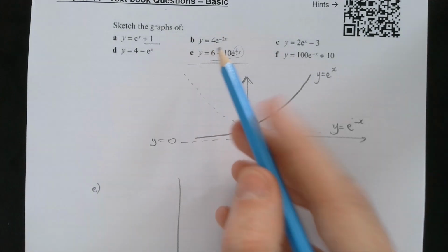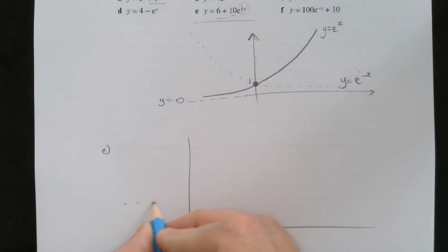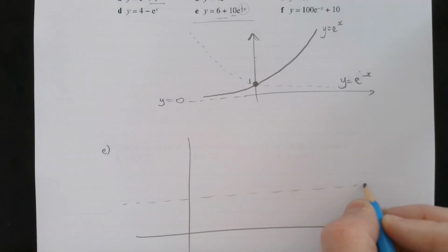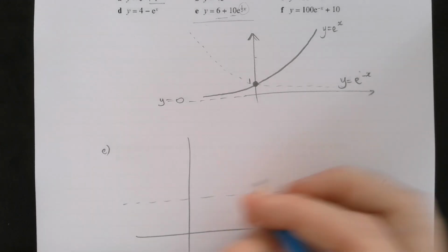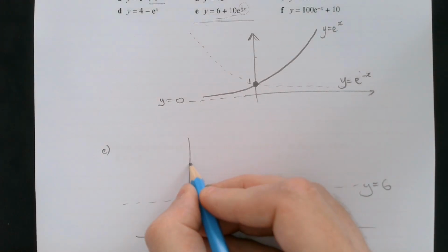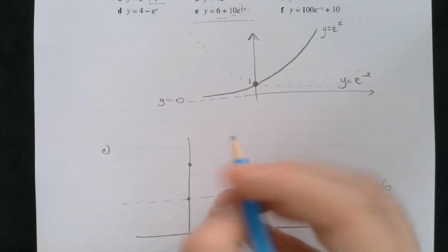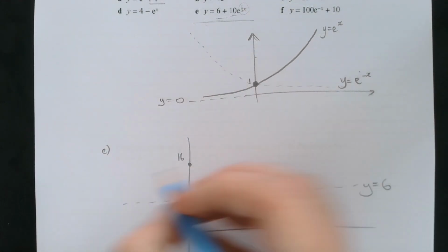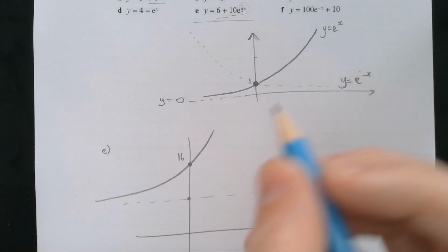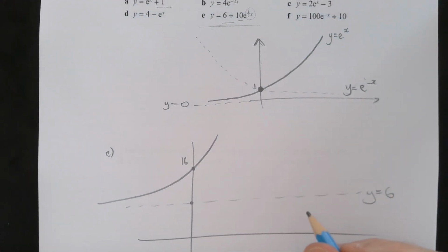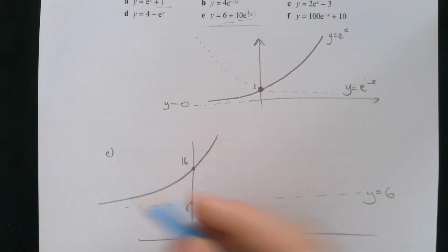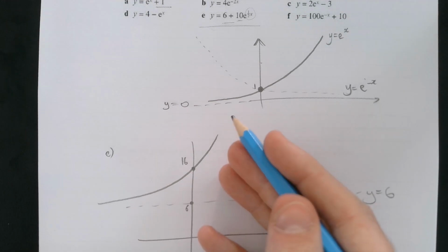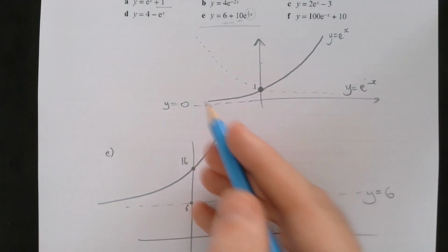And then the plus 6, that's going to affect where the asymptote is. So instead of y equals 0, it's going to be y equals 6. That's 6, and then it's 10 higher than that for where it crosses. So you see it's basically the same shape. This is 6, that's 16. It's not going to cross any other axes, and it's got the same shape as a general exponential shape.